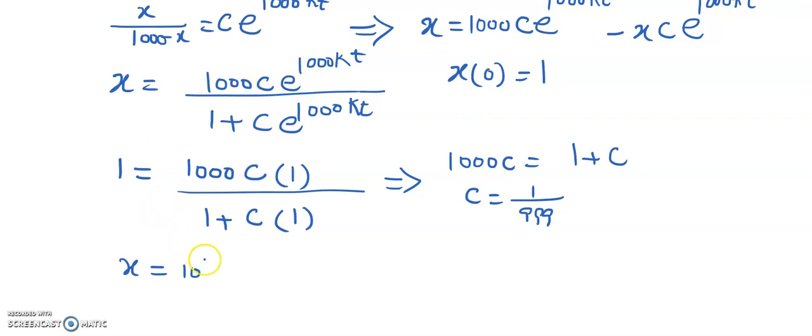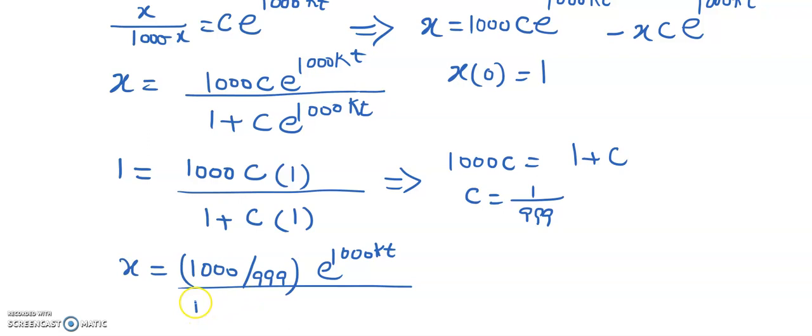So the equation will become like this: x is equal to 1000 divided by 999 times e power 1000 kt, divided by 1 plus 1 over 999 times e power 1000 kt.